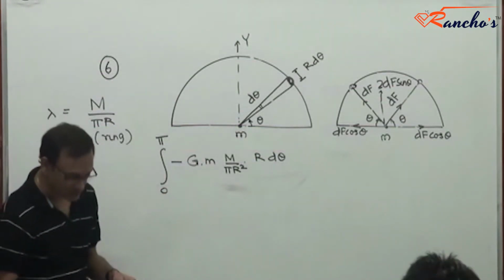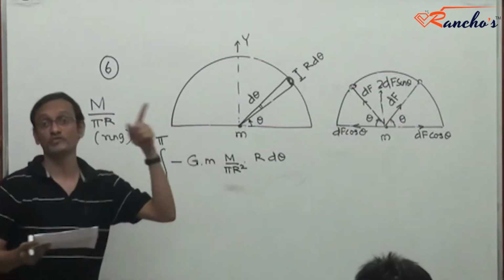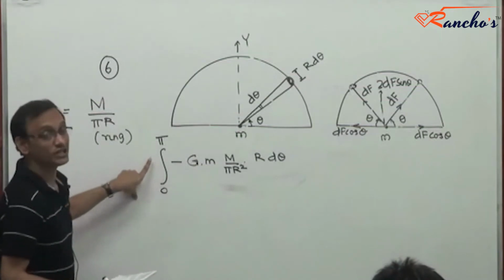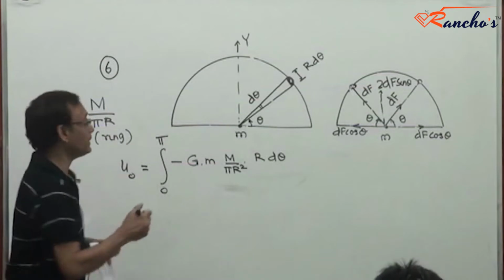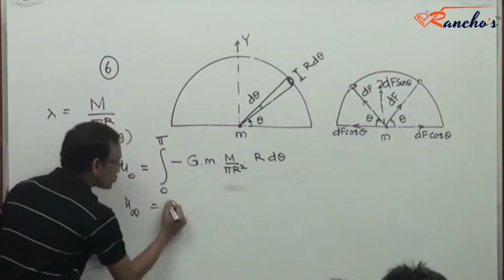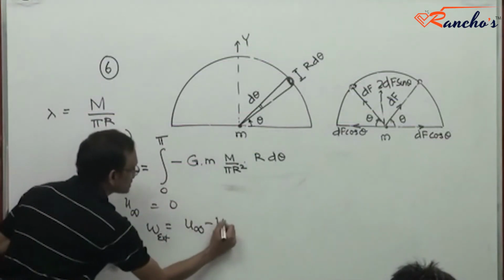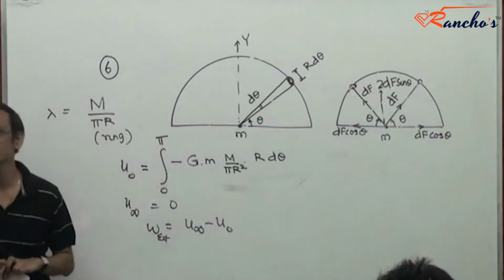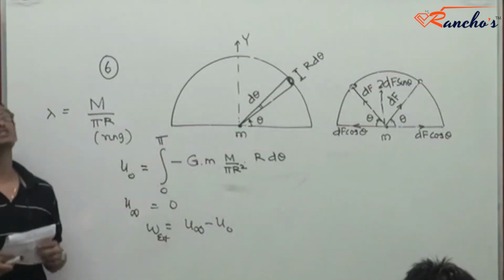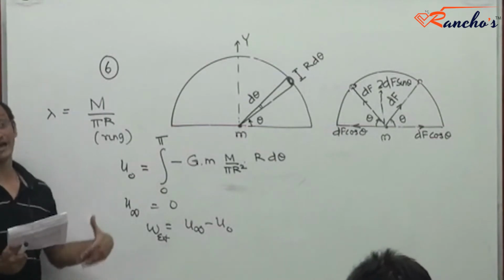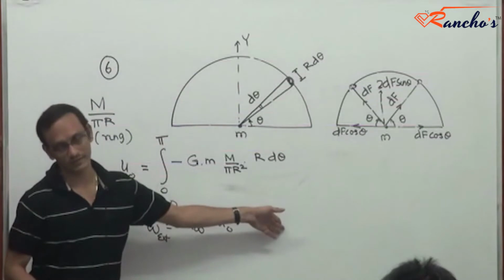Now the work required by an external agent to displace the particle from the center of curvature to infinity. At the center of curvature, that is at O, there is the potential energy of the system, and at infinity it is 0. So the work required by an external agent is going to be U infinity minus U0, assuming no kinetic energy is added.